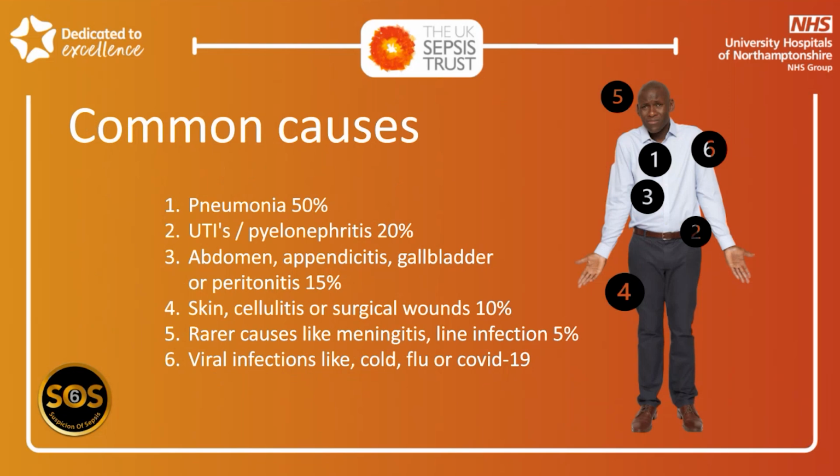The most common infection precipitating sepsis is pneumonia, with approximately 50% of all cases caused by pneumonia. The percentages go down as shown on the slide, with UTIs and pyelonephritis at 20%, abdomen, appendicitis, gallbladder and peritonitis at 15%, skin, cellulitis or surgical wounds at 10%, and rarer causes like meningitis, line infections at 5%.